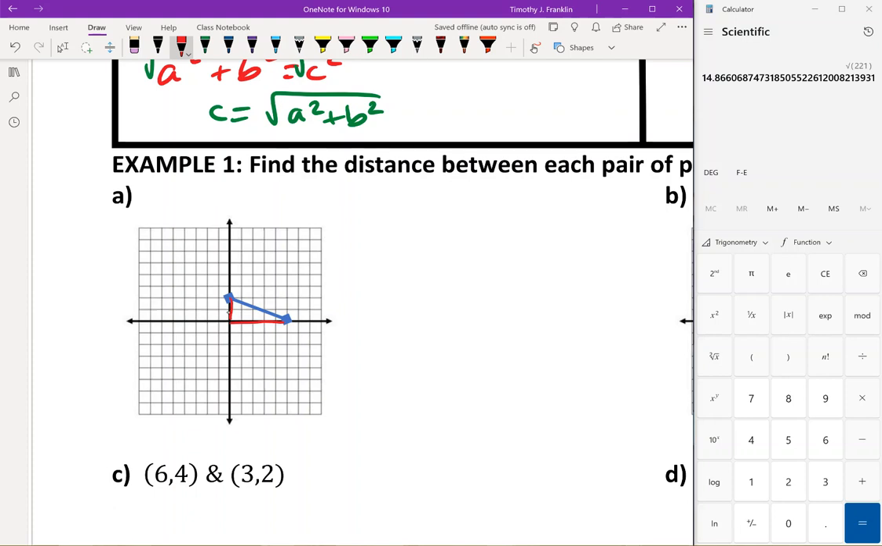So the distance between these two endpoints vertically is 2, and the horizontal distance is 5. And so we know that 2 squared plus 5 squared equals c squared. And that's 4 plus 25, which is 29. And so the square root of 29 is 5.39.